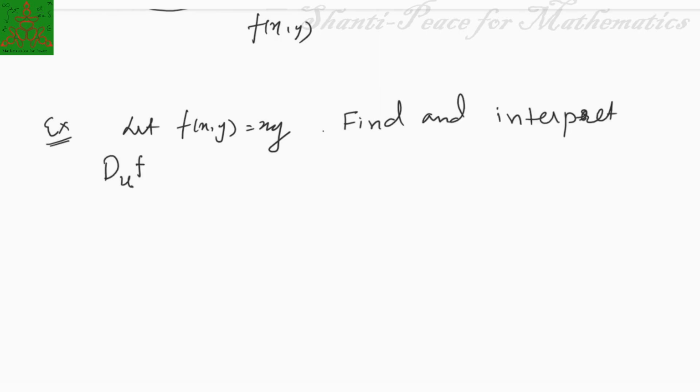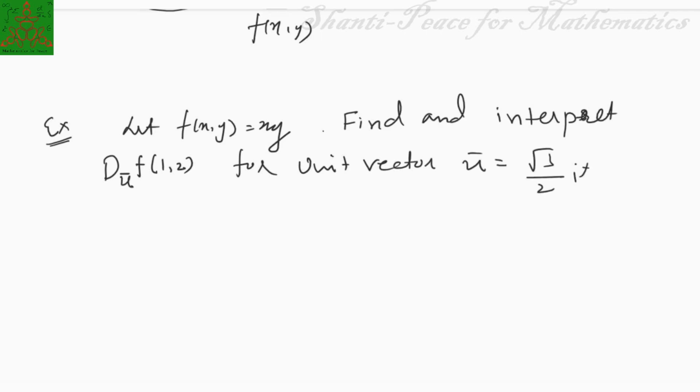Let us consider the function f of x, y equal to x times y. Find and interpret the directional derivative of f at the point (1, 2) in the direction of the unit vector u bar equal to (√3/2) i plus (1/2) j.